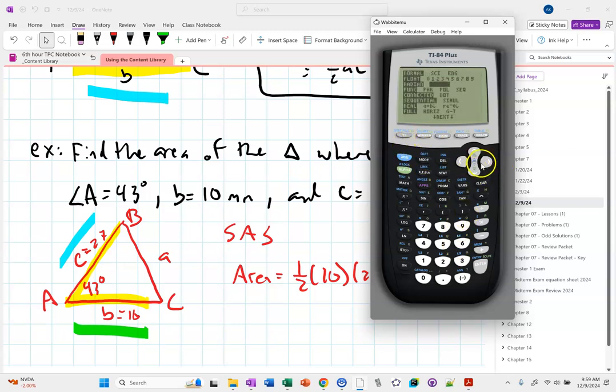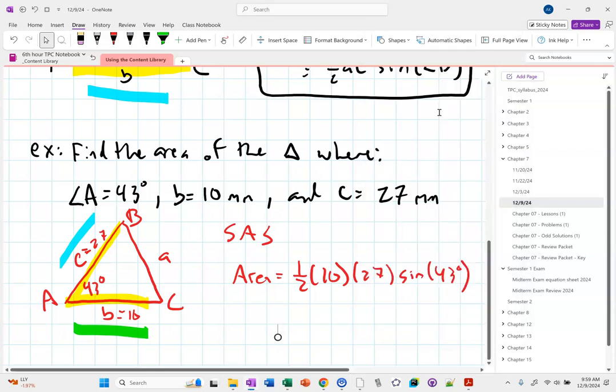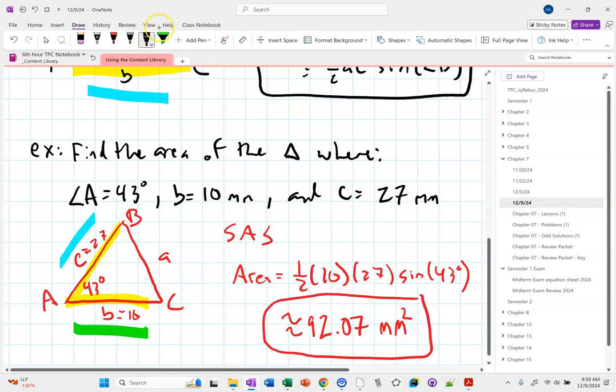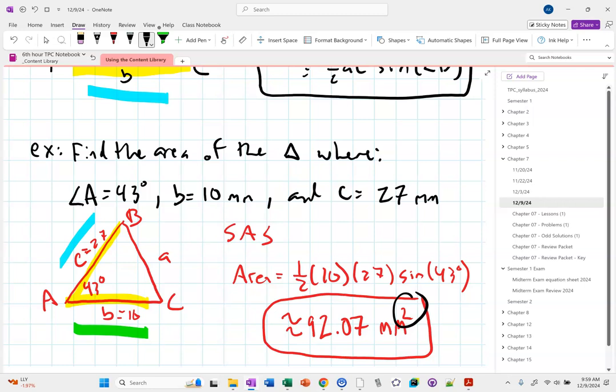Make sure I'm in degree mode. I wasn't. Good thing I checked. So I get about 92.07. And what should the unit be on this? Close. It's an area. Millimeters squared. Is Mr. Kulik going to be picky about your unit having a squared on it if we're calculating area? Yeah, he's going to.